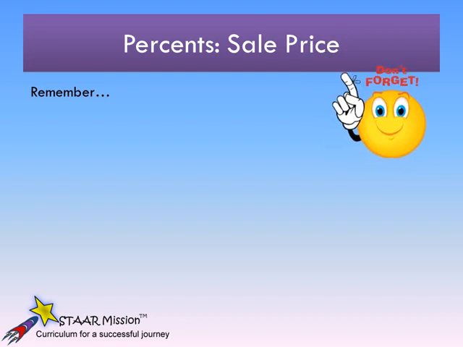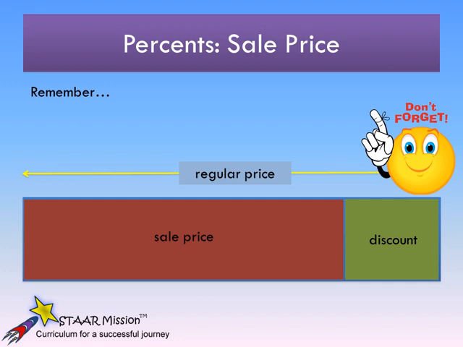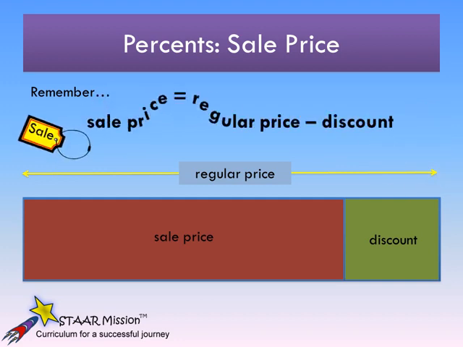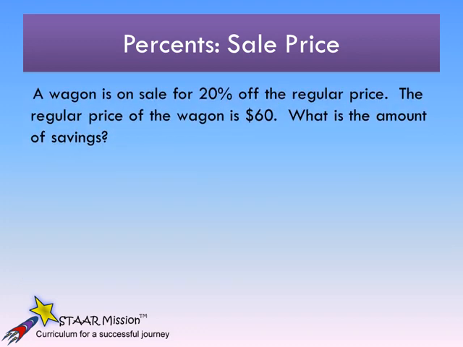Remember the strip diagram from before. The sale price is equal to the regular price less the discount. A wagon is on sale for 20% off the regular price. The regular price of the wagon is $60. What is the amount of savings?